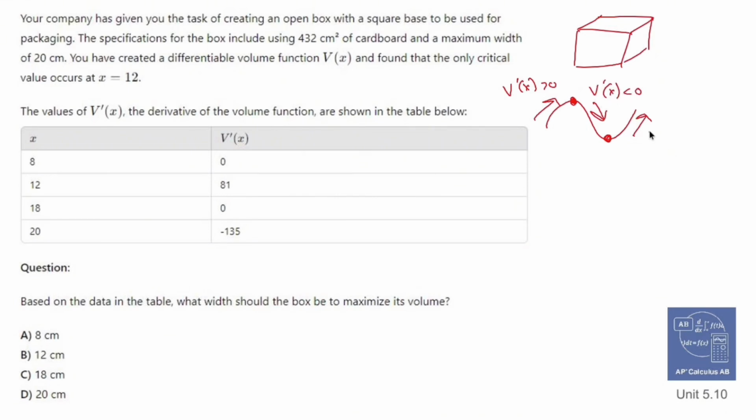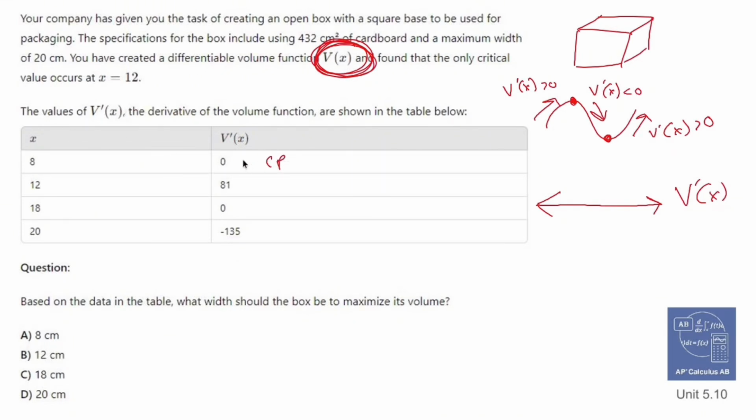or negative to positive. So the devil is going to tell you, select this one, 81's the maximum, but that's actually not what you're doing. You are building yourself a sign graph because you're given V prime. These give you critical points, not maximum volume. Maximum volume is found by plugging values into the volume formula, not the derivative formula.